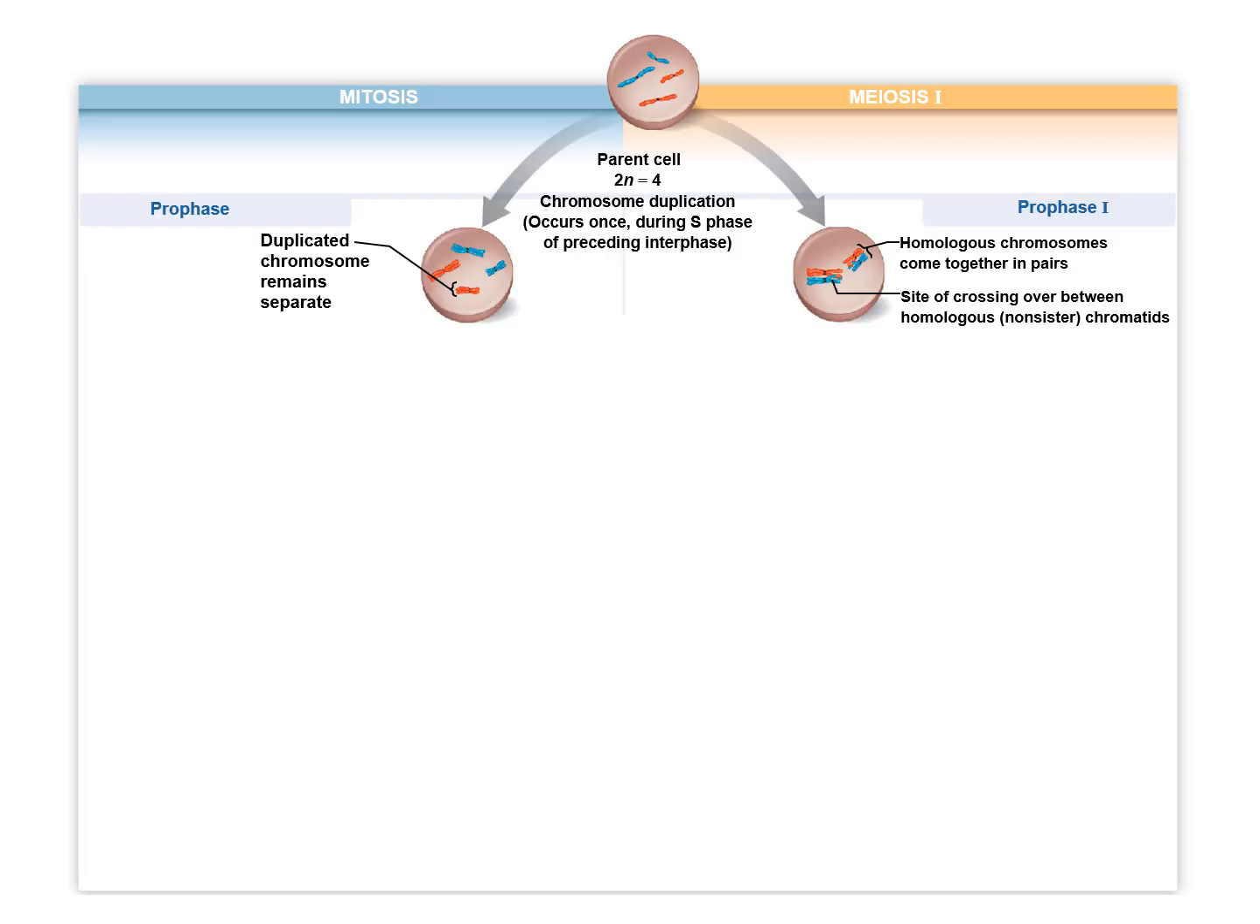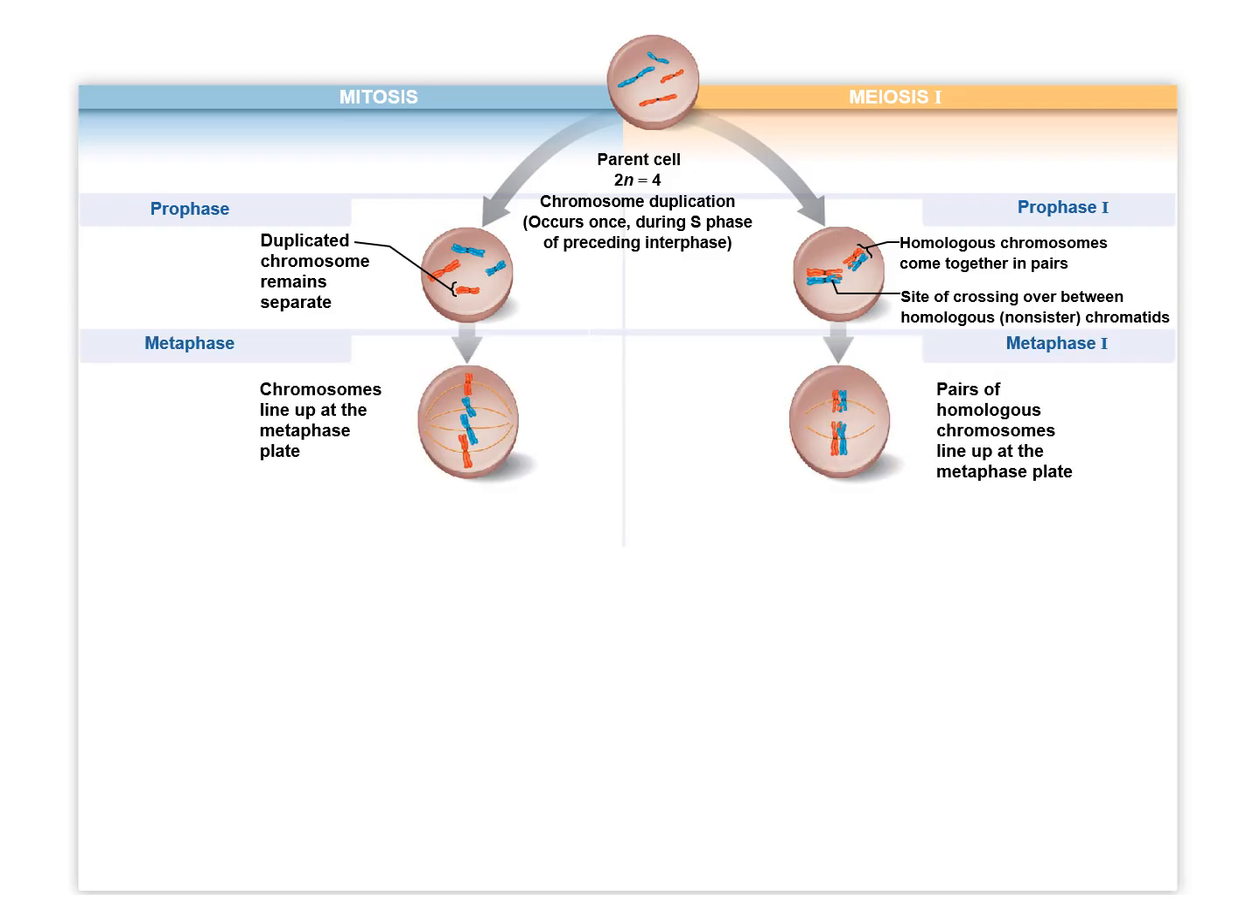The first step is going to be prophase. In prophase, chromosomes are going to condense and the mitotic spindle will start to grow. In mitosis, the chromosomes will not associate with each other, but in meiosis 1, the chromosomes will find their homologous pair and form a tetrad. In metaphase, chromosomes will line up on the metaphase plate. In mitosis, they will line up single file, but in meiosis metaphase 1, they will line up in pairs because they are forming a tetrad.